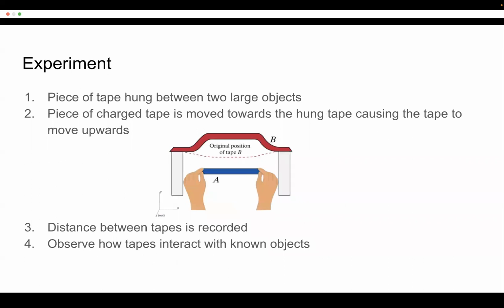For the experiment, a piece of tape was hung between two large objects. Then for the next step, the piece of tape was charged and moved towards the hung tape, causing the tape to move upwards. We also recorded the distance between tapes, and then we observed how tapes interact with known objects.